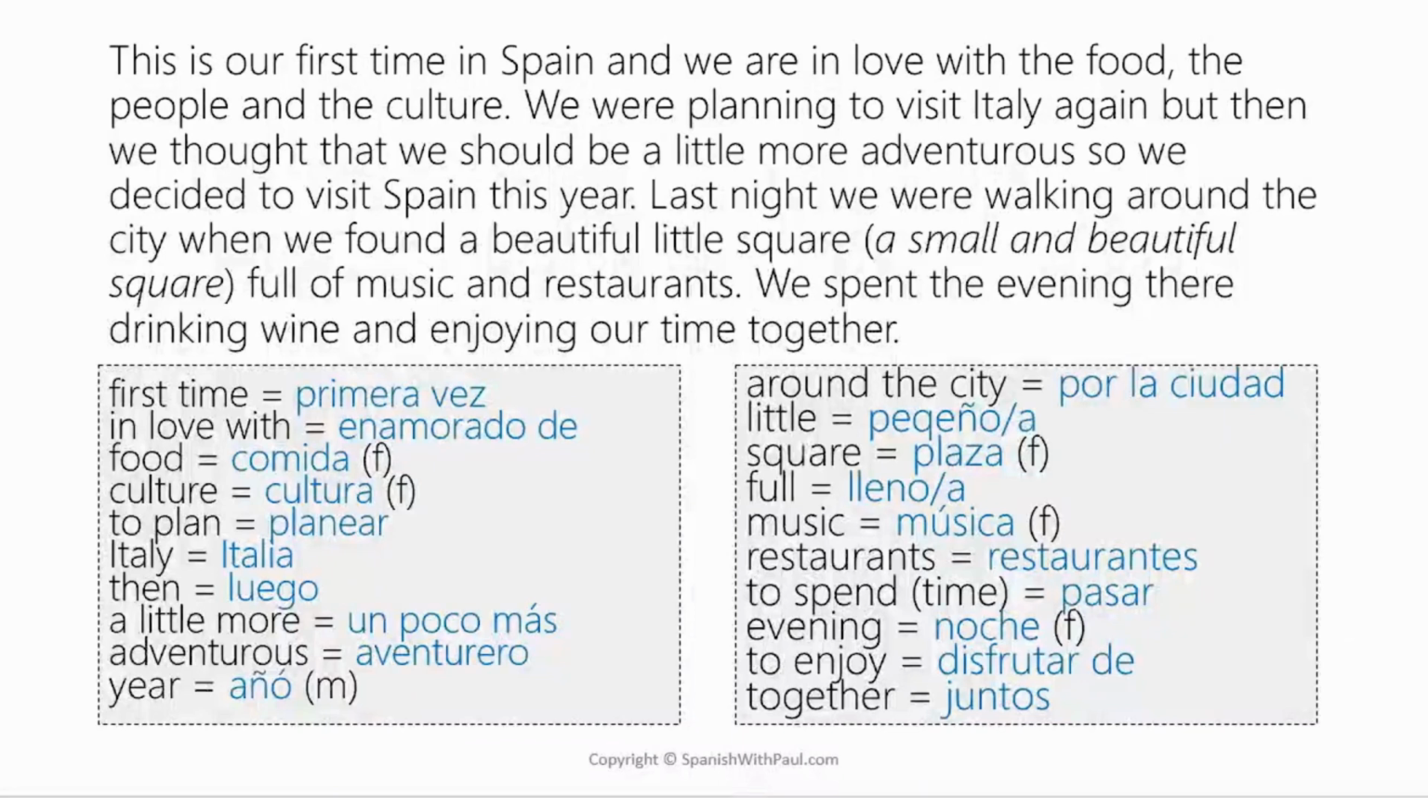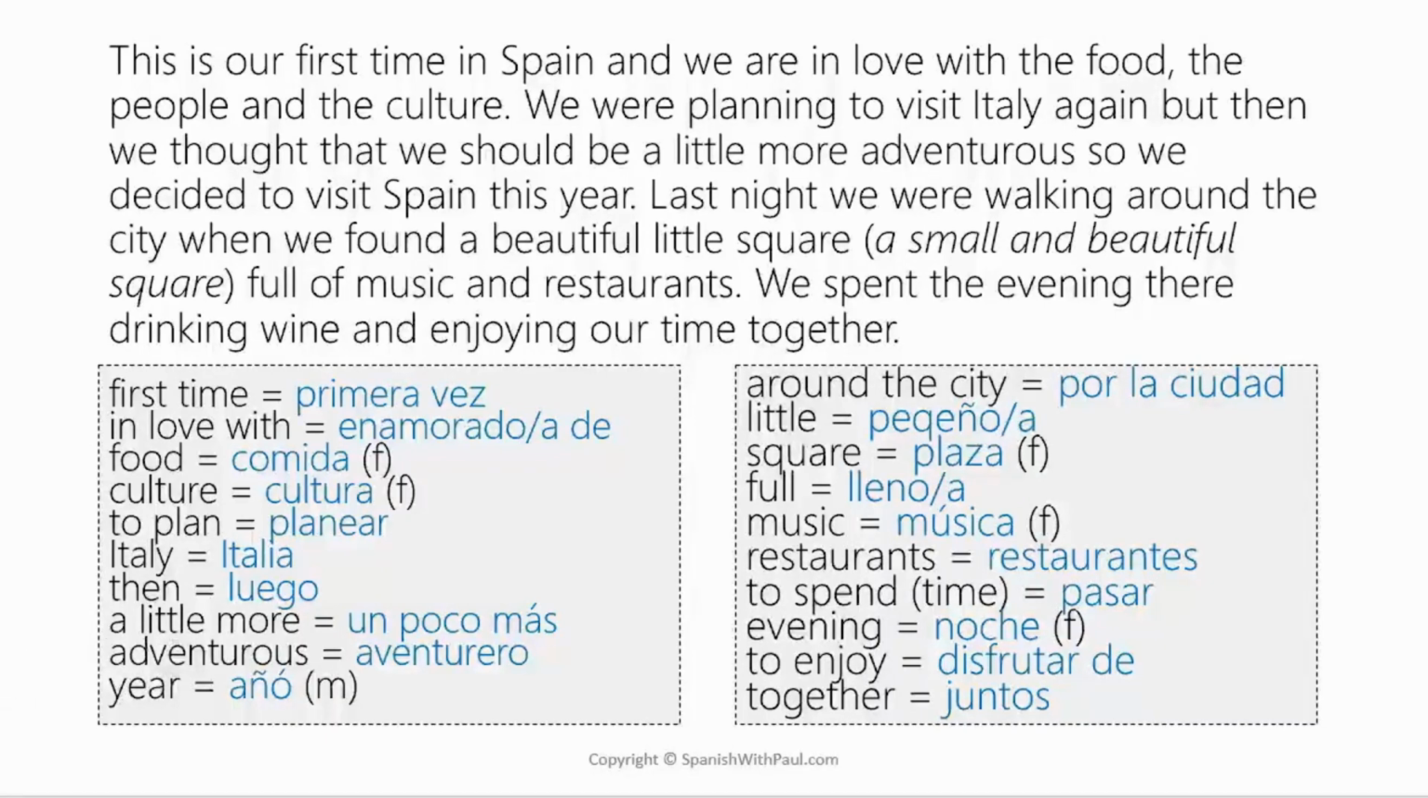The first time is primera vez, so la primera vez. Then to be in love with would be enamorado de. It almost reminds you of the word to be enamored by in English, so enamorado de. Now if you are a female saying this, you will end it in an A, so let's put that in. Enamorada de. Then the word for food is comida, culture is cultura, to plan is planear, Italy, Italia. The word for then is luego. The phrase a little more, un poco más.